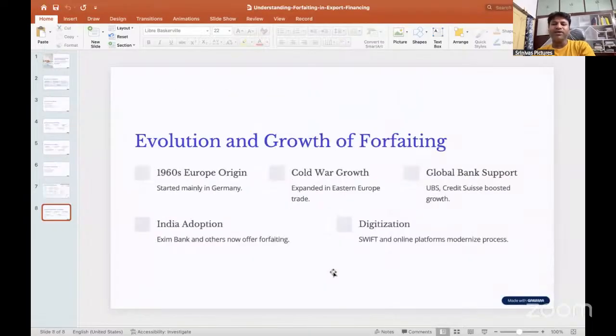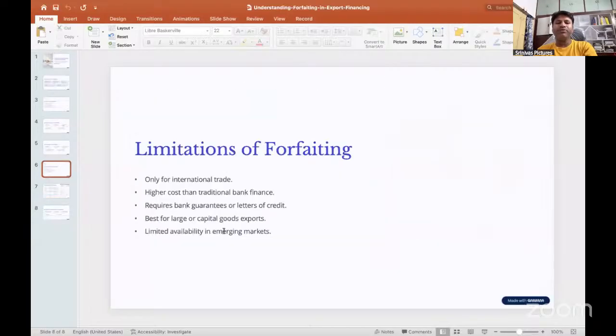And the evolution and growth of forfeiting. Generally, it first started in the 1960s in Europe. After the Cold War, growth expanded in Eastern Europe trade. Then global banks supported it and US dollar credits being accessible boosted the growth. And India's adoption: Exim Bank and others are now offering the facility. Previously, only Exim Bank provided these services. Now some private and development banks are also adopting it and providing the services. And digitization: the shift to online platforms is modernizing the process. So this is the story about forfeiting.